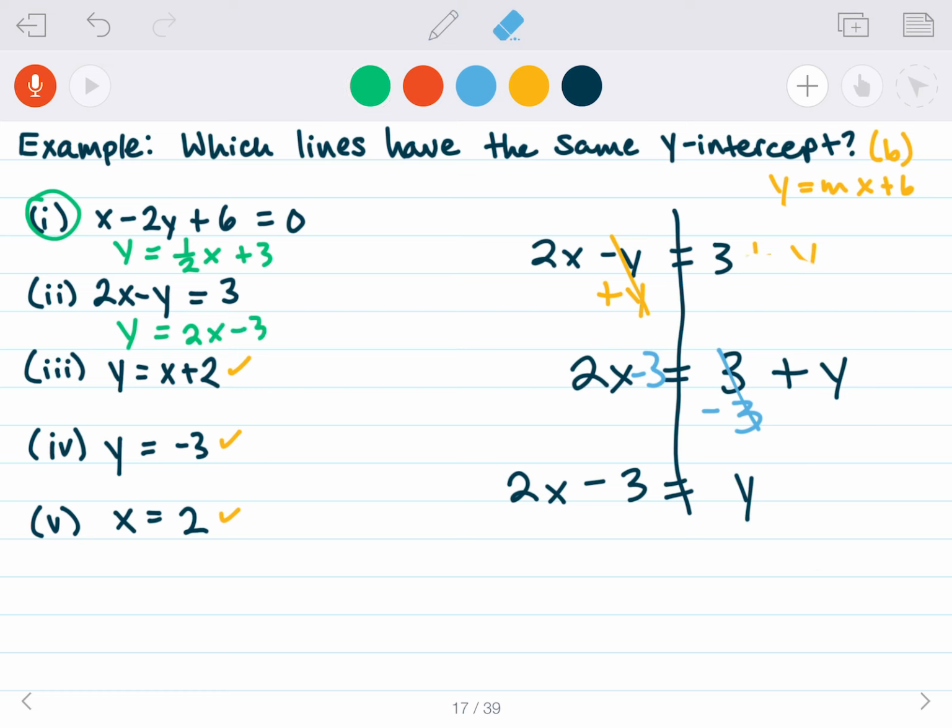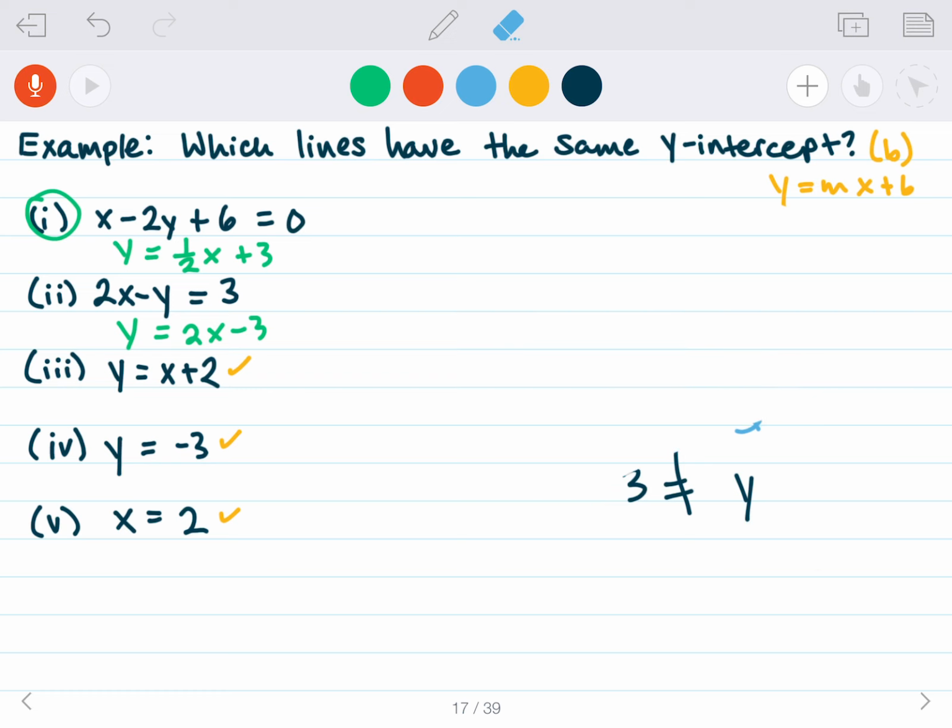Okay, so now everybody's in y equals mx plus b form, and I need to figure out which of these have the same b values. Well, let's see. For number 1, what is b? b is going to be 3, right? That's that constant at the end. For number 2, b is going to be negative 3. For number 3, b is going to be 2. This goes with that, goes with that, goes with that. And then this guy, what is the y-intercept here? Well, it's going to be negative 3, right?